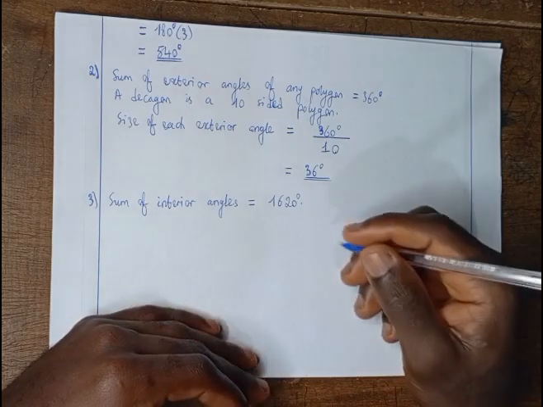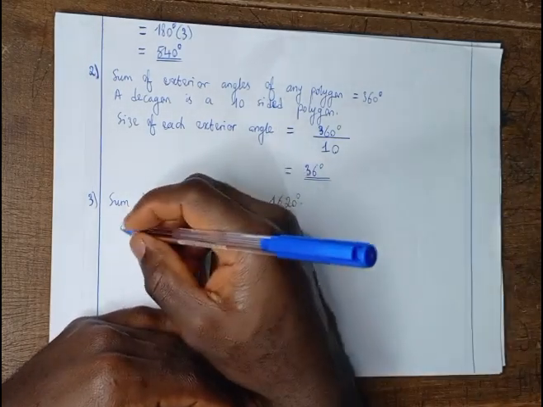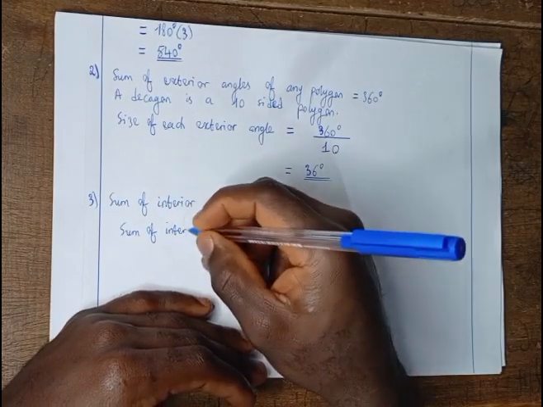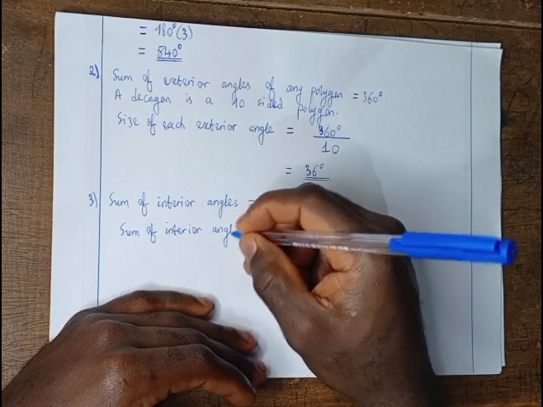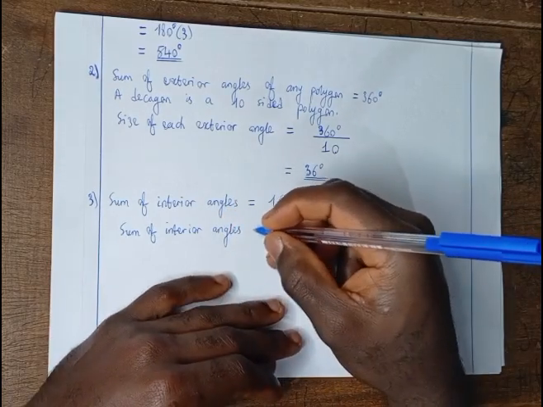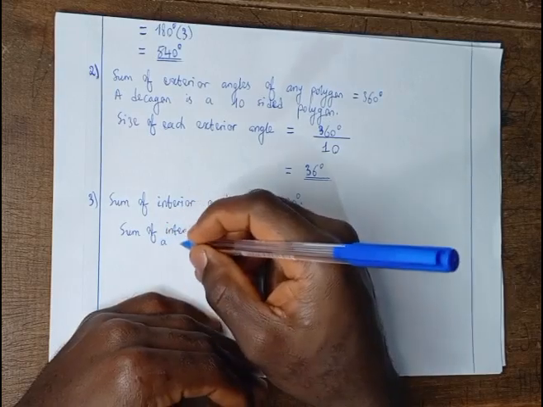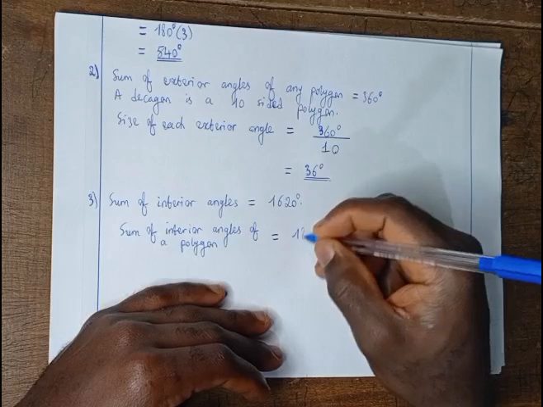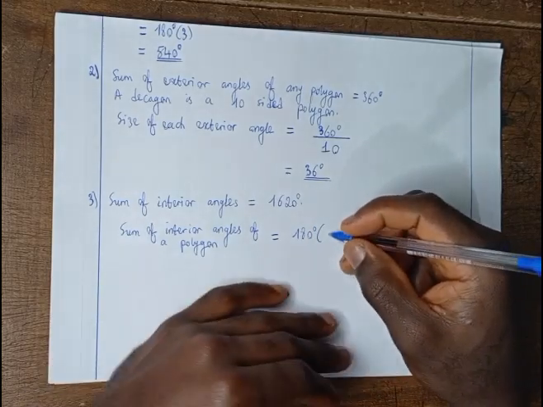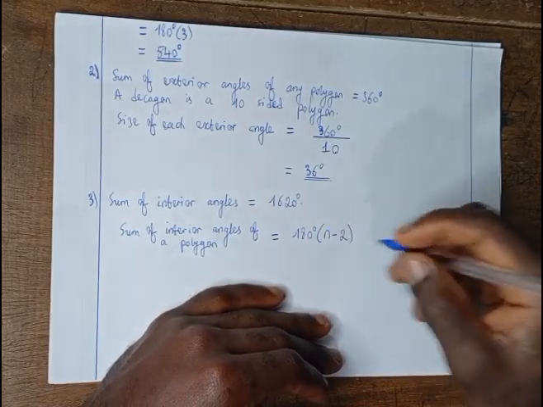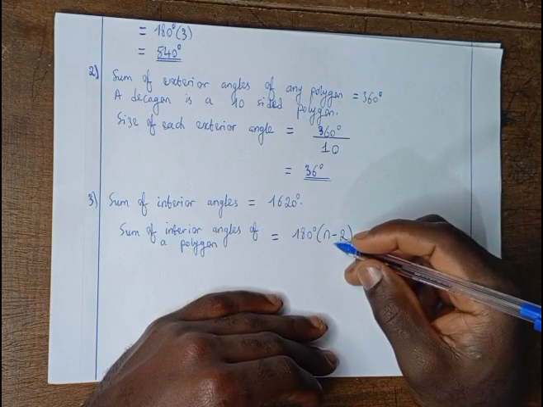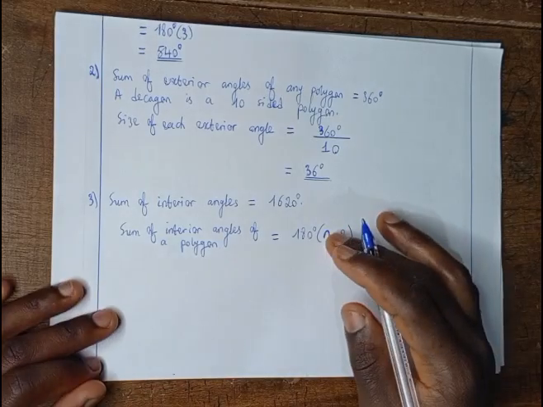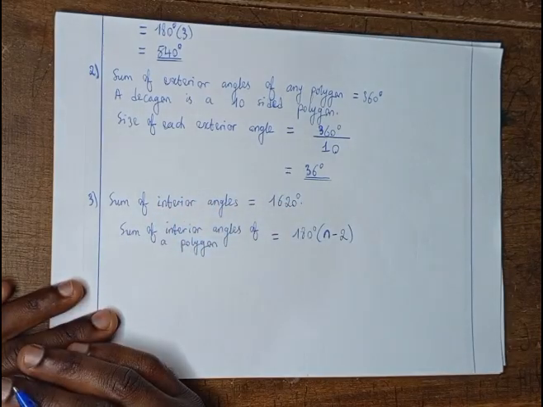How many sides? First, we know that the sum of interior angles of a polygon is always equal to 180 degrees times n minus 2, where n is the number of sides the polygon has. We need to make n the subject of formula of this equation.